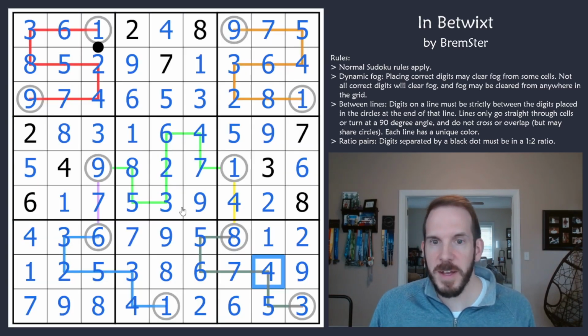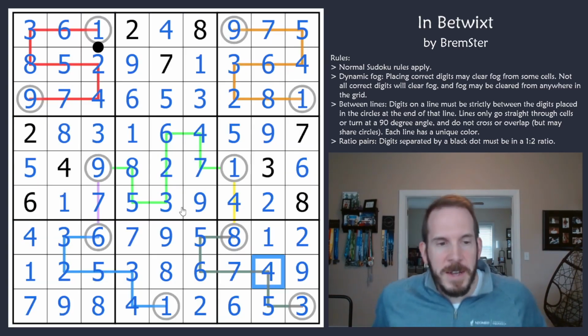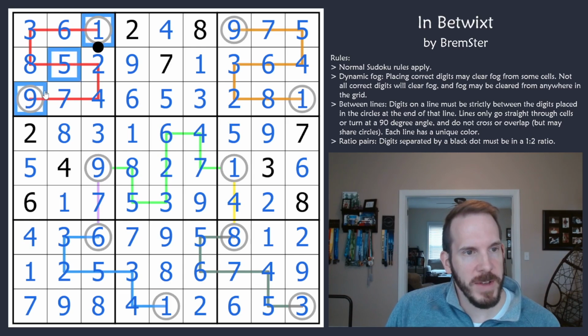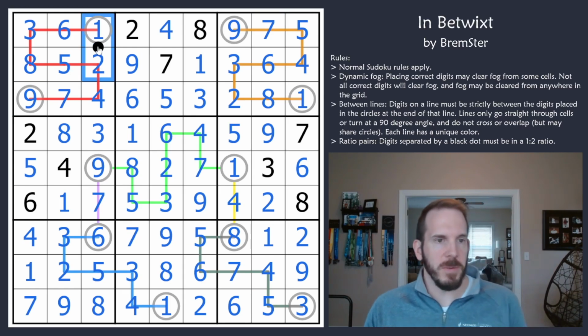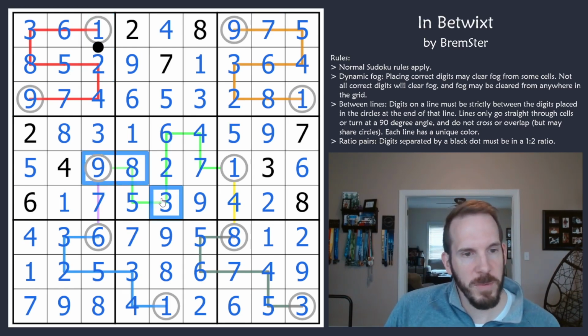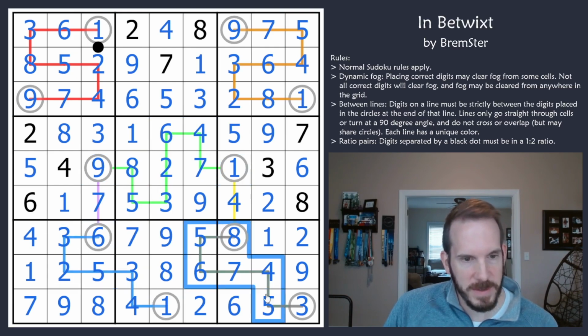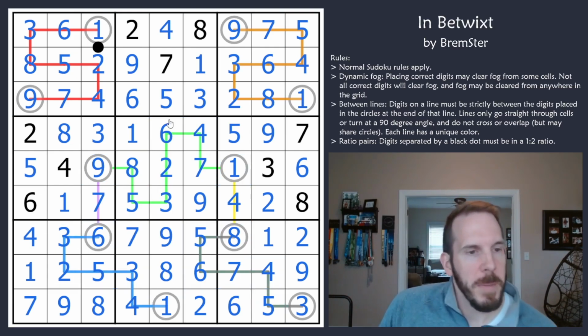Very cool puzzle. Again, that's In Betwixt by BremSter. Really fun geometry. I like the use of the fog in this puzzle where as soon as we kind of got the break in using 1s and 9s in these boxes, followed by the ratio dot to disambiguate the 1 9s, we got some more information here about box 5. And then once we sort of got this 1 9 pair, that gave us some more information about these, and then just sort of pathing this around.